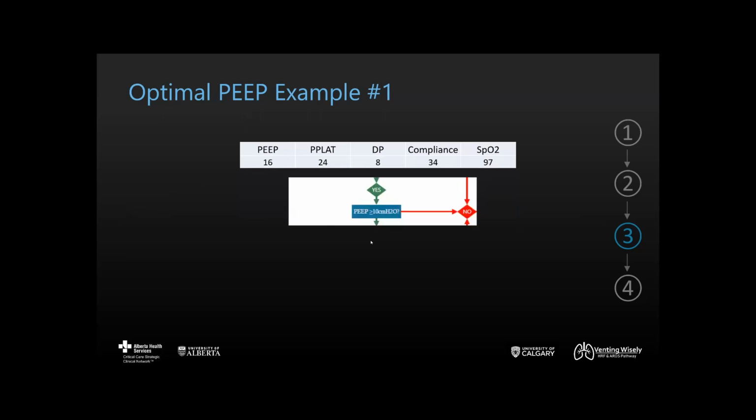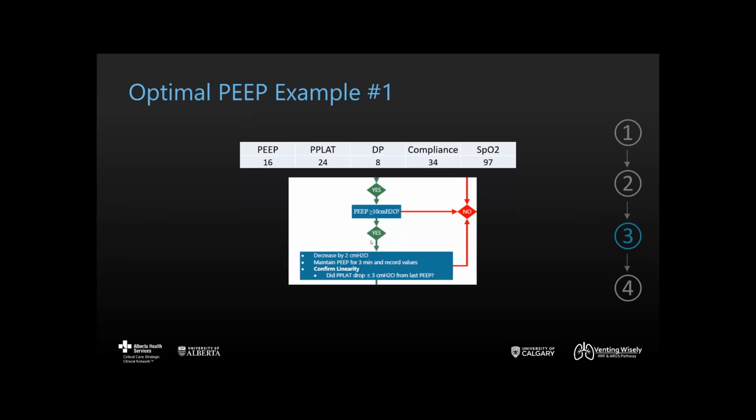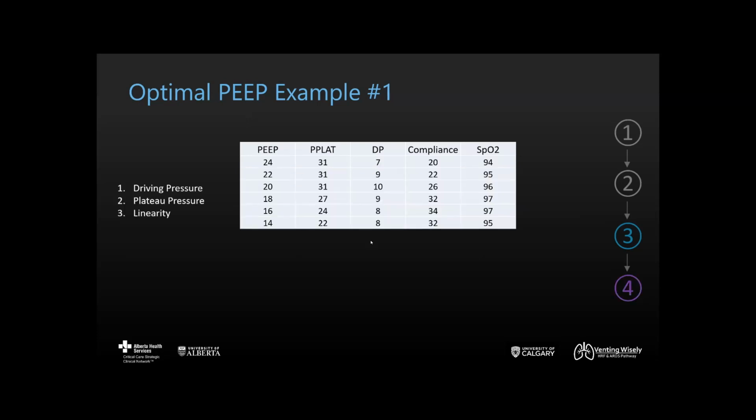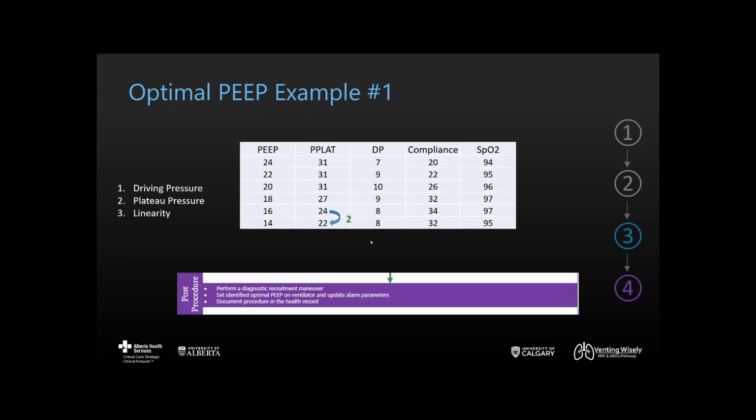Now that we have established linearity, we come to the next question. Is the PEEP greater than or equal to 10? Yes, it is. So then we can proceed down to the final step of confirming linearity, of set it and check it. Now, PEEP of 14, driving pressure good, plateau good, linearity, plateau delta of 2. Finally, we have confirmed linearity, and you can now end the PEEP study.